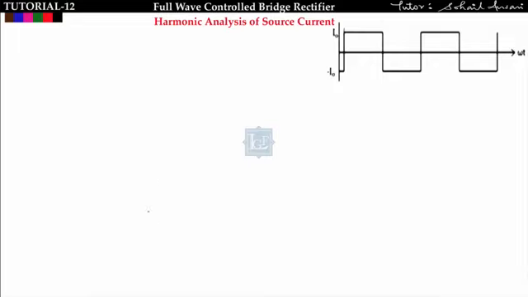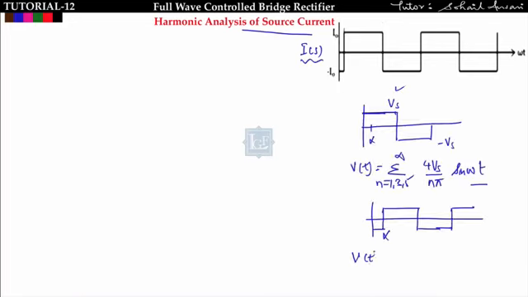Now let us do the harmonic analysis of the source current. We should know how much harmonic content is present in the source current. Because of the rectifier circuit, the source current is not sinusoidal. It is a rectangular pulse alternating between plus I naught and minus I naught. The source current I am getting like this. This we have discussed earlier. We derived in the previous lecture that it is equal to the summation over n equal to 1, 3, 5 to infinity of 4 Vs upon n pi into sine of (n omega naught t minus n alpha).